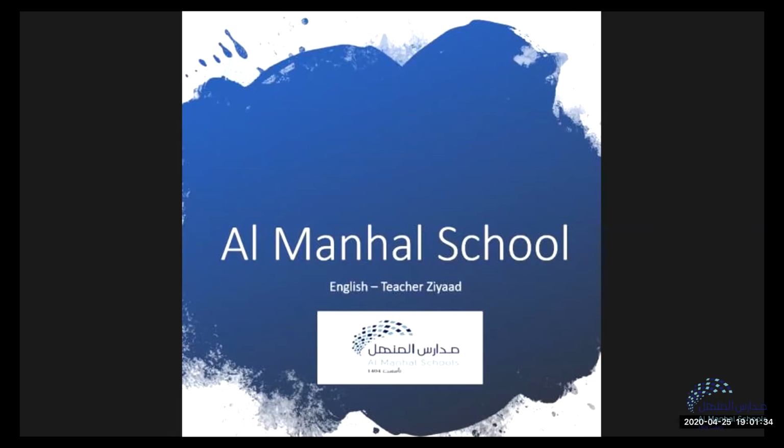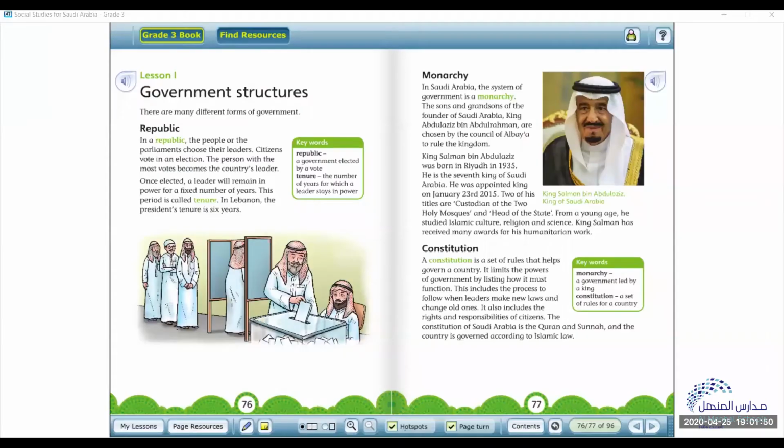So here goes. The very first page that you are going to turn to is page number 76 and 77. So I'm going to run you through what needs to be done on this page. Just give me 2 seconds to share that screen with you. Here we go. So on the screen, you should see the social studies book for the work that we've been doing. On page 76 and 77, it takes us back to lesson 1 of social studies that we started very many weeks ago. In this lesson, we spoke about government structures and things like that.